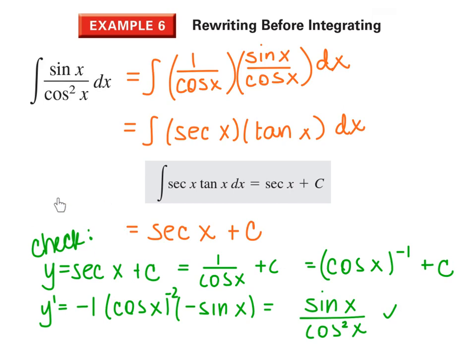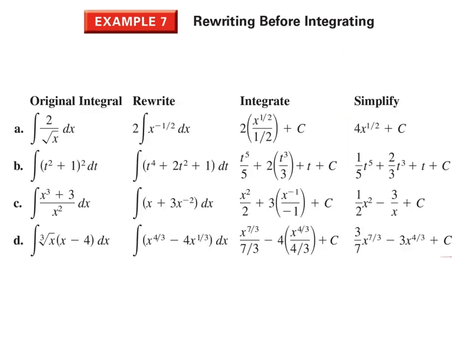And when I check this, I take y is equal to secant x plus c. I rewrite secant as 1 over cosine, which I rewrite as cosine of x all to the negative 1, plus c. And when I take the derivative, I use the chain rule, so that becomes negative 1 times cosine x all to the negative 2 times negative sine of x, which gives me sine x over cos squared x, which is the original function I started with.